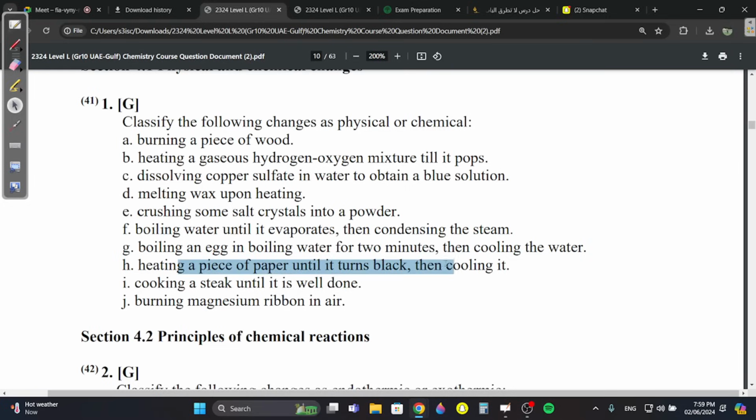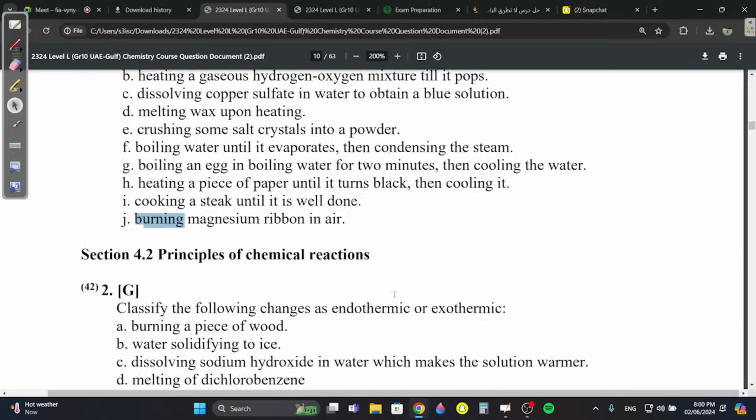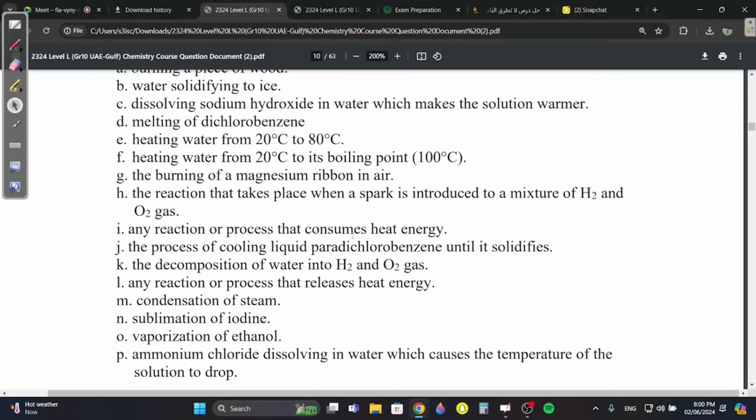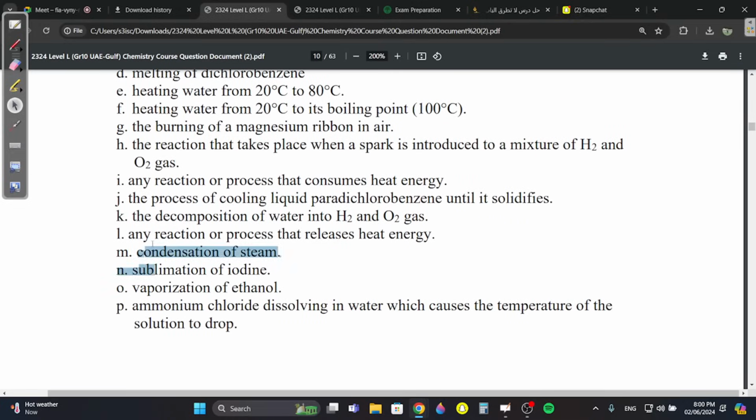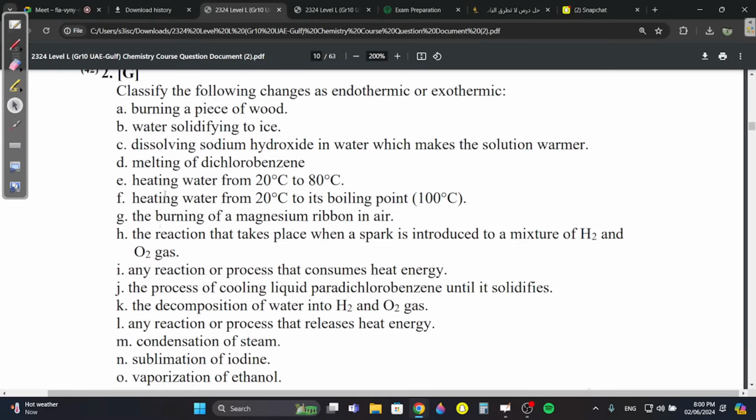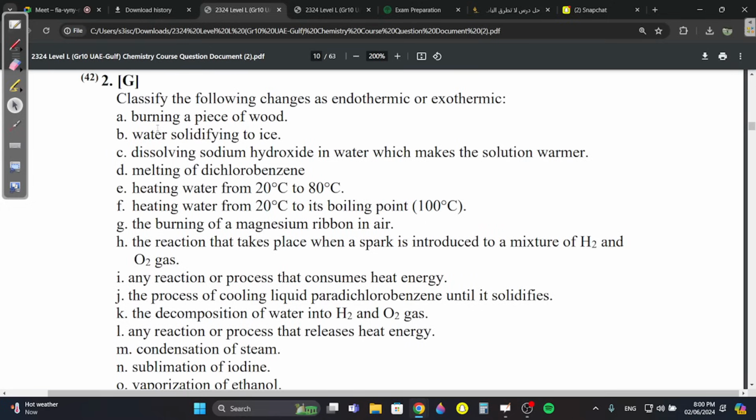Then heating a piece of paper until it turns black, then cooling it. Obviously here, if it turns black, that means something happened to the chemicals in the paper. So that means it's a chemical change. And cooking, obviously, cooking, you guys know, is chemical. Burning magnesium ribbon, burning is chemical. So these are chill. Oh, how many parts? 1, 2, 3, 4, 5, 6, 7, 8, 9, 10, 11, 12, 13, 14, 15, 16 parts.